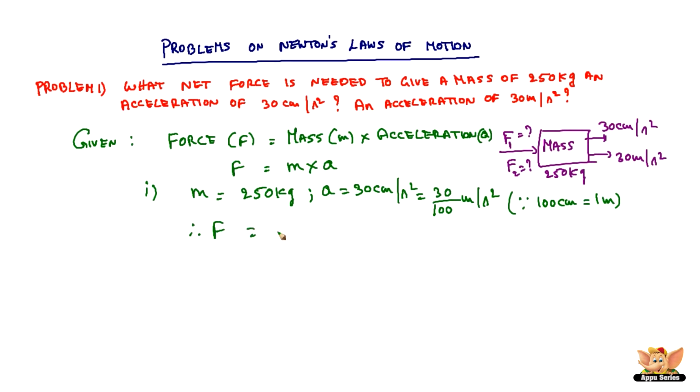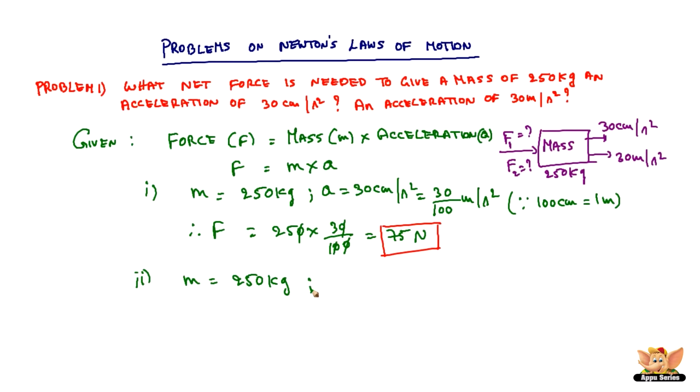Therefore, force is equal to 250 into 30 by 100, which is 75 newtons. Now let us take the second part of the question wherein m is the same 250 kg since it is applied on the same mass and acceleration a is 30 meter per second square. That means we are giving higher acceleration. And we know that when you want to push a particular mass with a higher acceleration, then we also need higher force. So let's see what the force is going to be.